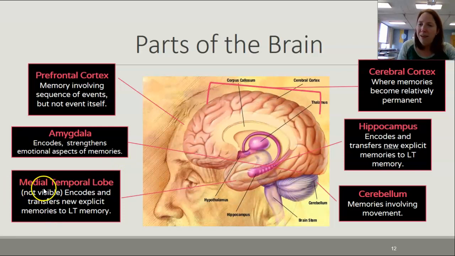The medial temporal lobe, if we remember, our temporal lobes are right above our ears. It encodes and transfers new explicit memories to our long-term memory, or it's involved in that process. The cerebral cortex, that overall squishy part of the brain on top, is where the memories become relatively permanent. We're going to talk about the lobes and the cortexes, which are all part of this, in just a second. The hippocampus encodes and transfers new explicit memories to long-term memory. So yes, it does the same thing as the temporal lobe, but they're two pieces involved in that very complex process. And then the cerebellum, which not only coordinates our body movements, but is also involved in the memories of those movements.